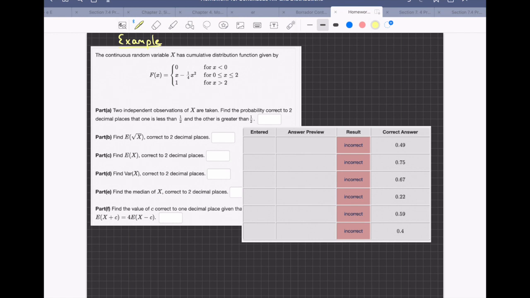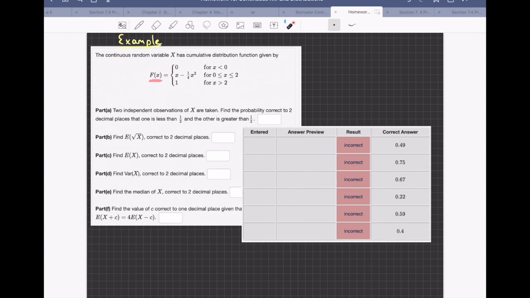It says the continuous random variable x has cumulative distribution function given by f of x. Notice we are being given this cumulative function f of x, and it is 0 for any x negative, between 0 and 2 it is x minus 1/4 x squared, and for any x greater than 2 it is only 1. So in this case, we'll focus only on this part to get the probability density function.